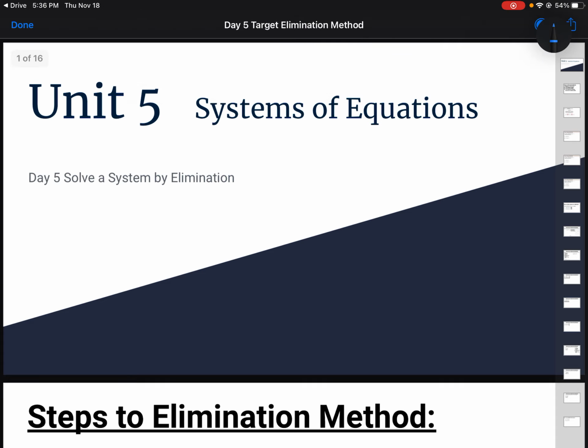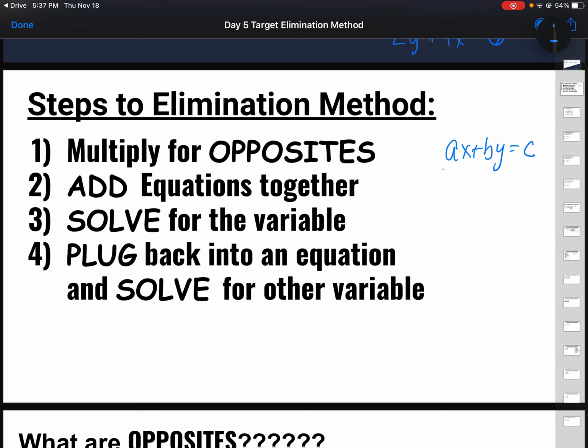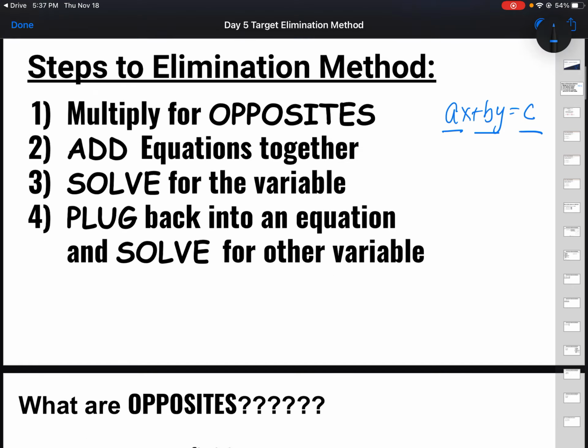So when we're doing elimination, we want our equations in standard form, which is ax plus by equals c, or something x plus something y equals number. We will multiply for opposites, add the equations together, solve for the first variable, plug that back into one equation, and solve for the other variable.